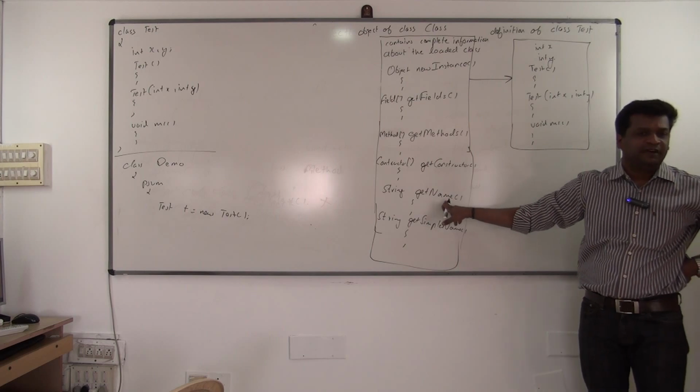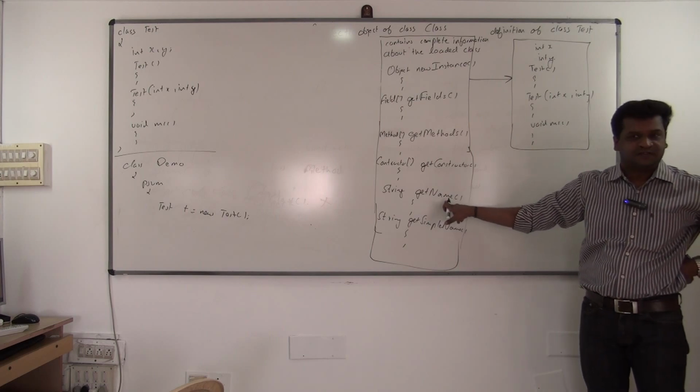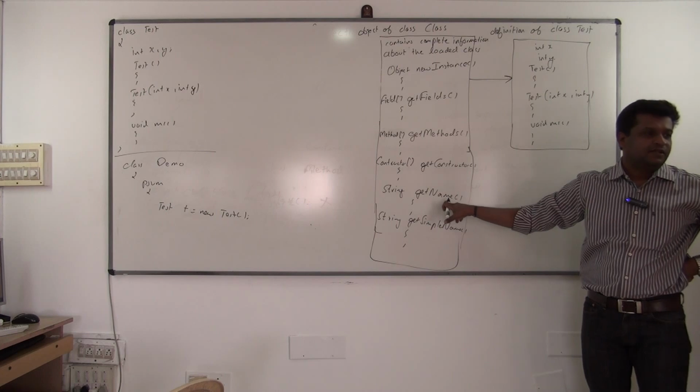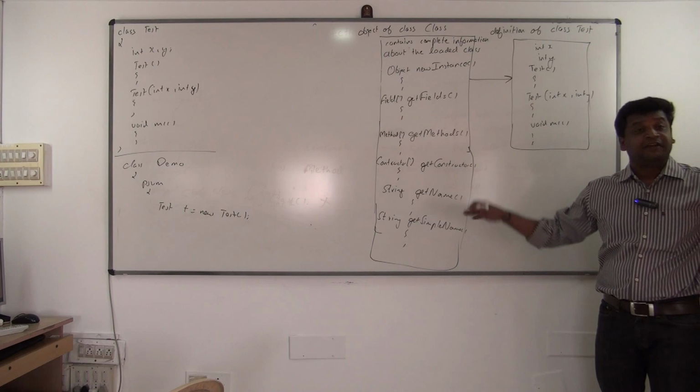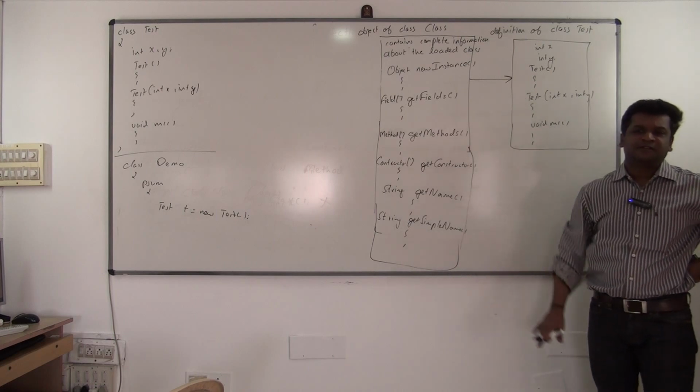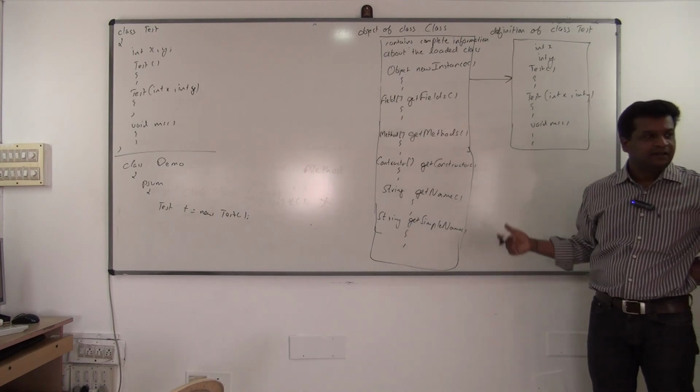Sometimes I don't want the fully qualified class name, which would give com.cluster.test. Sometimes I want only the name. So that time I'll say get simple name. It will give me only the name of the class. You can find its package. All information you can get. So it will have the complete reflection.